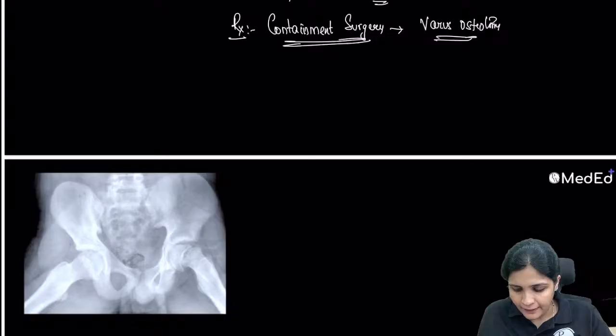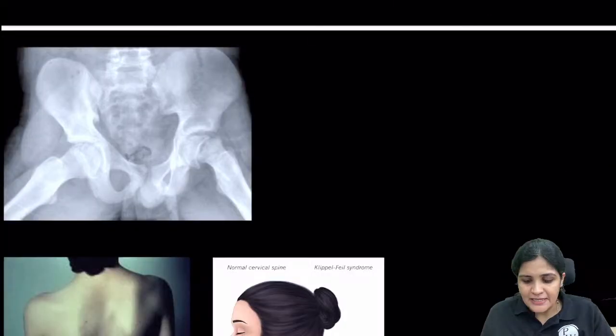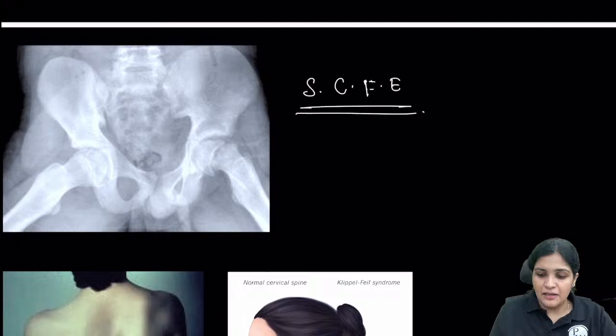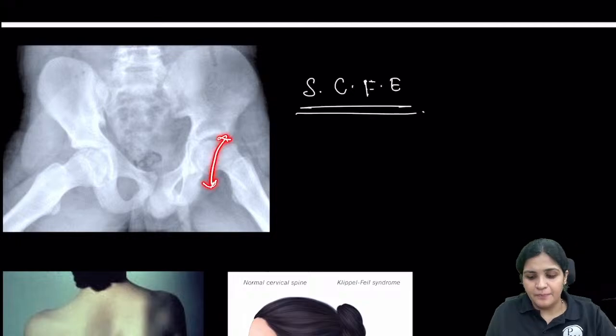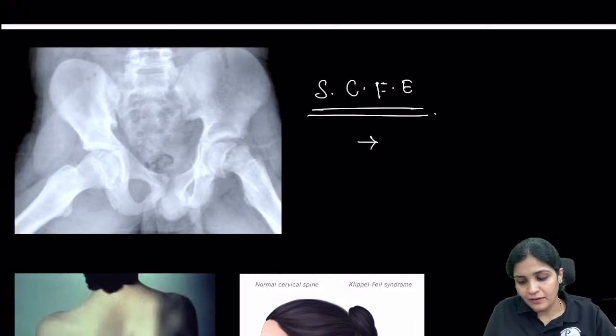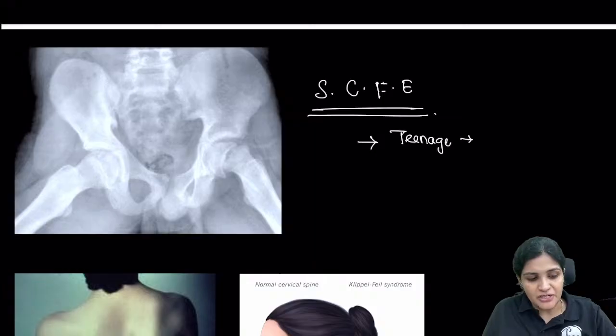And then what is this? This we have already discussed. This is SCFE, slipped capital femoral epiphysis. You can see there is a slipped femoral epiphysis here. This is called SCFE, and where do we usually see this? Which age group? Teenage. These patients usually present in the teenage years.